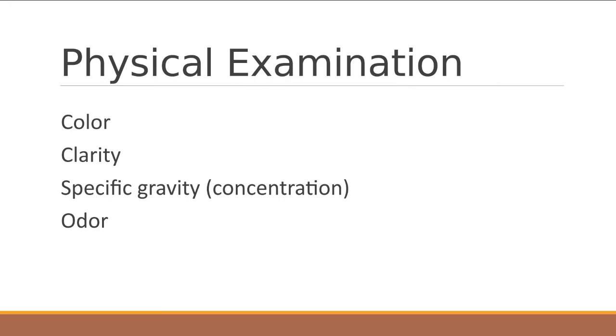When you perform a physical examination, these are the 4 things you're looking for: color, clarity, specific gravity, and odor. Whenever you are trying to determine the color and the clarity, you first have to transfer it into a clear labeled secondary tube. Then you can look at it. Don't use the original container that it comes in. It can make the color look different than what it really is, so you always have to pour it off before you document your color and clarity.